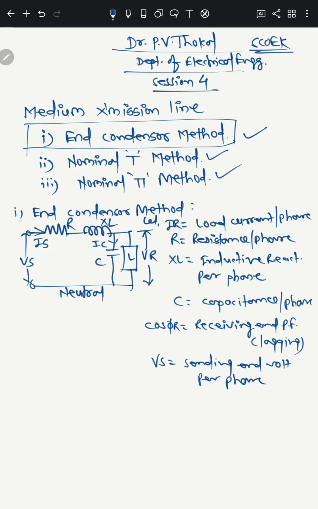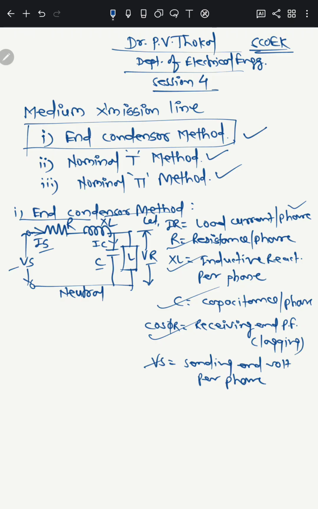So starting with the point number one, end condenser method, the diagram is the same as what we have seen in the previous sessions. First is resistor, then inductive reactance, load, connected in series. Vs stands for sending end voltage, then sending end current, capacitor, Vr, and XL. Now let IR be the load current per phase, R the resistance per phase, XL the inductive reactance per phase, C the capacitance per phase, cos phi R the receiving end power factor which is lagging, and Vs the sending end voltage per phase.